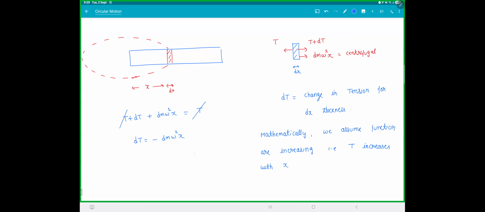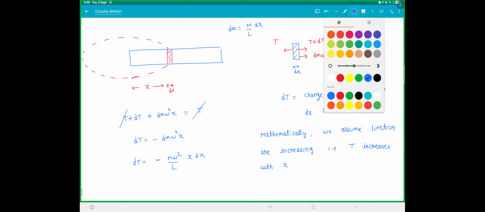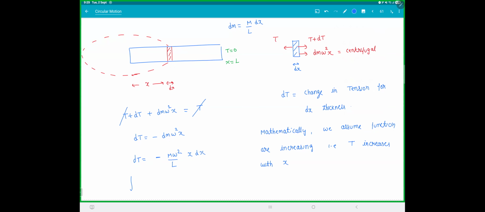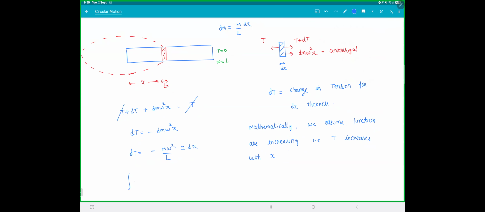What is dm? dm is nothing but the total mass of the rod divided by the total length of the rod, times the length of that small piece dx. So we have dT is equal to m omega square by L, x dx. Now be careful here. Tension is 0 at x is equal to L. So when you take the limits for integration, this is a mistake most of you made. M omega square by L, integral x dx.